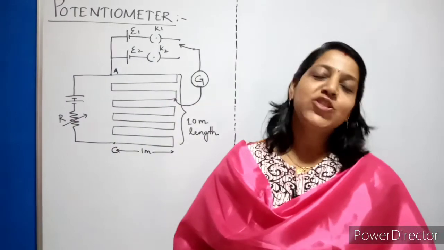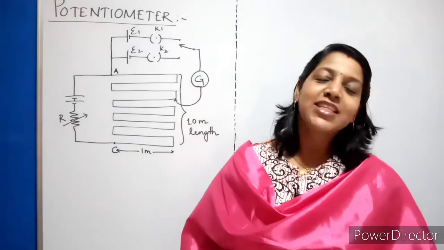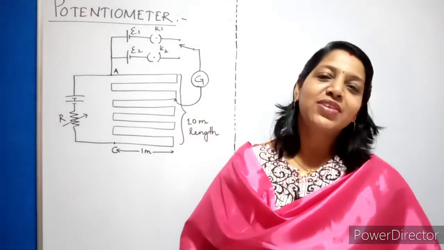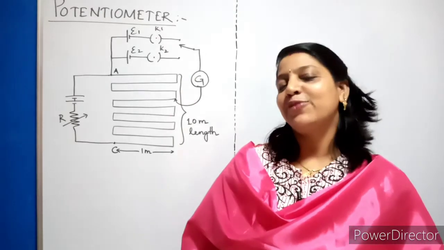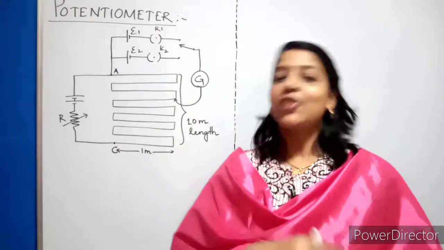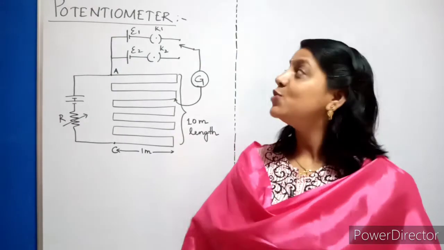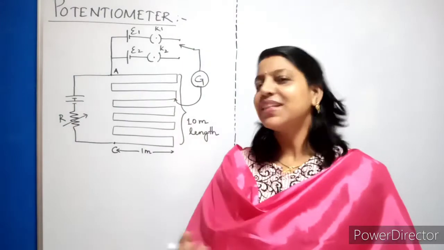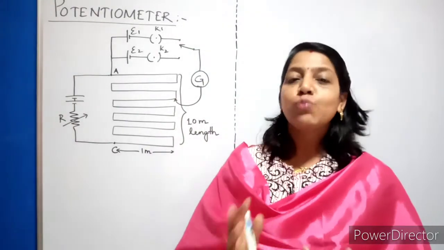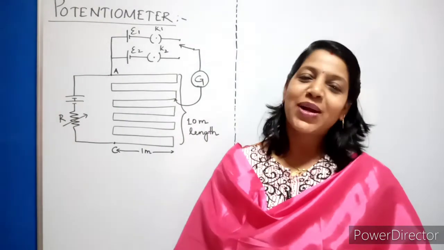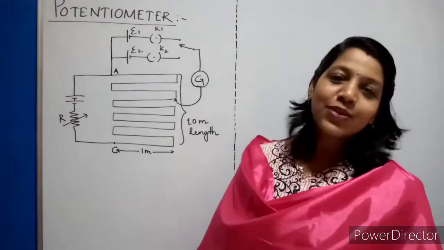See the potentiometer. Now what is the purpose of this potentiometer? It is used to find out the unknown EMF of a cell, and it is the most accurate method to find out the unknown EMF of a cell. There are other methods also available, but it gives the most accurate reading compared to others. Now let us see how it works.